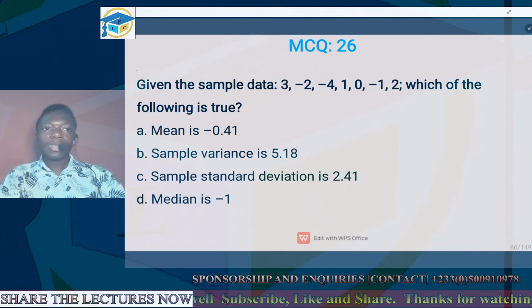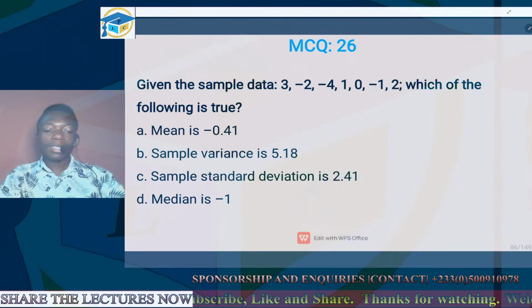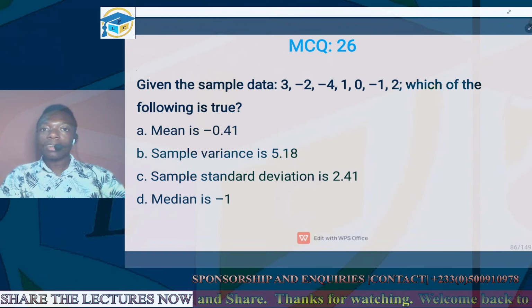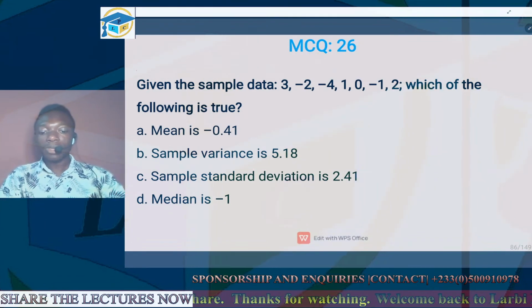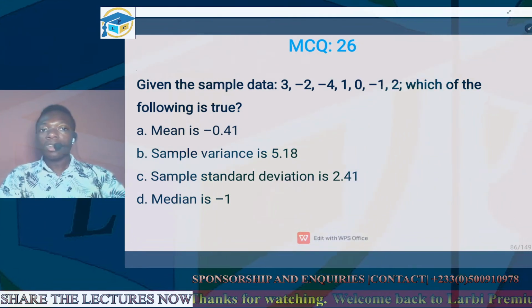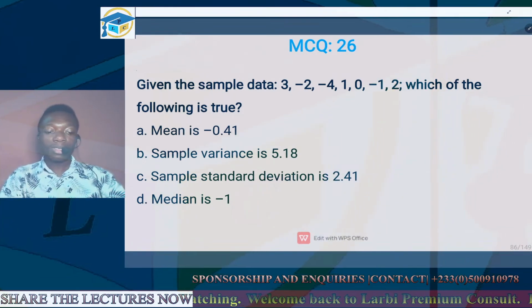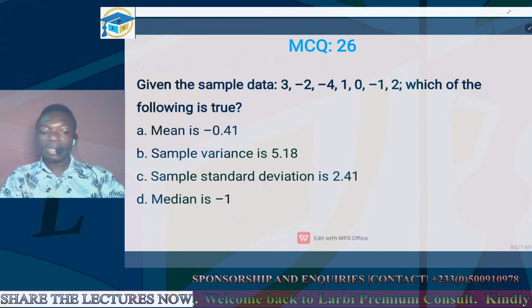Yesterday we began the lecture by looking at the mega revision practice question on business statistics. We were able to look at section 1. Today I continue from section 2, where we ended yesterday, from question number 26.